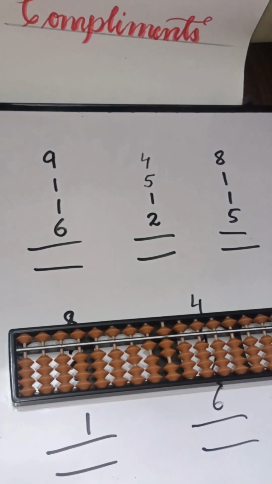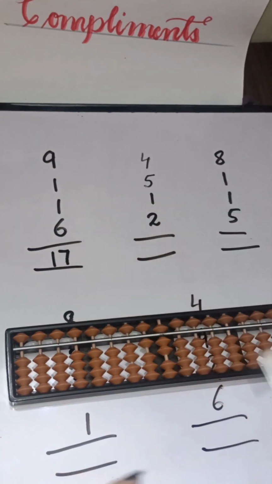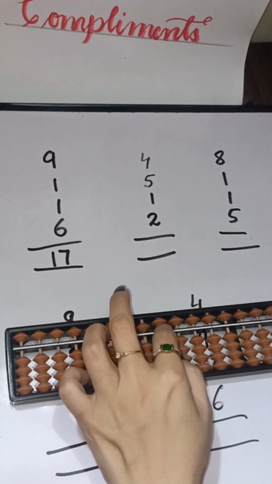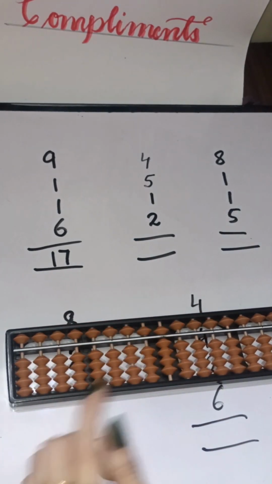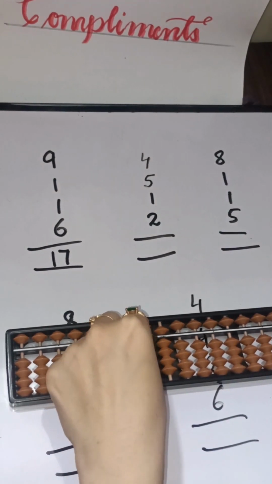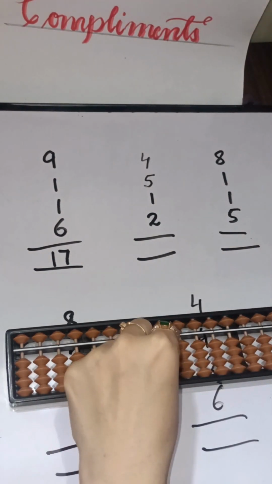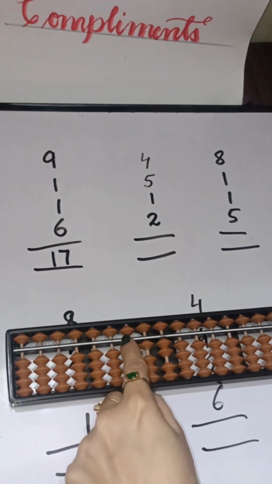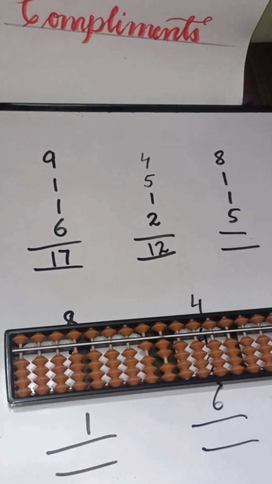So we will write here 17, right? Now the next question: plus 4, plus 5 is 9. So I have to add 1 again. So plus 10 minus 9. This is the formula. So again plus 2 here. So the answer is 1, 2, 12. We got the answer 12, right?